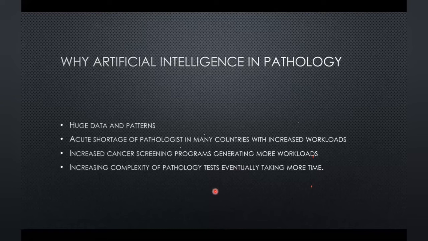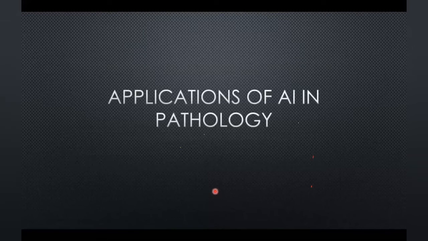AI always helps them. And as the years go by, the cancer screening programs are increasing and generating more and more workloads. Plus, the testing is becoming more and more complex. They are acquiring molecular genetics or genomics with histopathology, and this takes a lot of time. I'll show you how AI can start predicting mutations in the gene by looking into your slide images. So let's come down to applications of artificial intelligence in pathology.